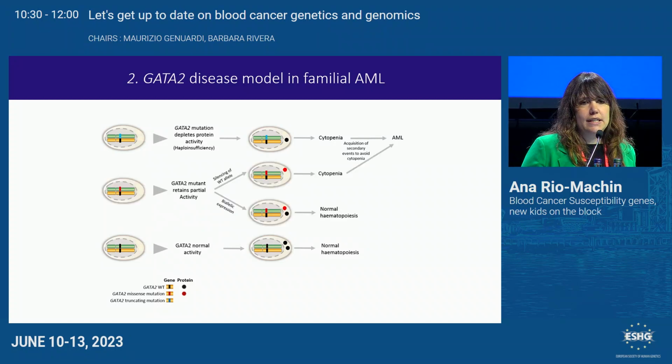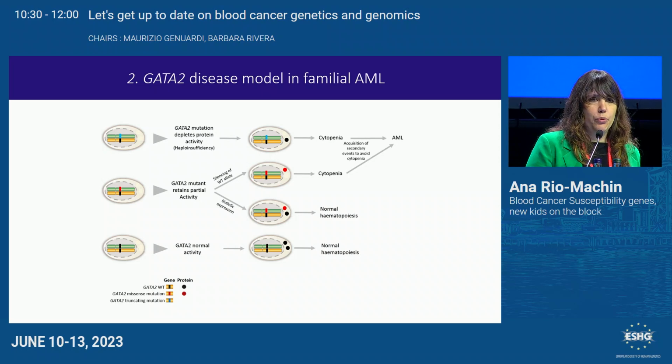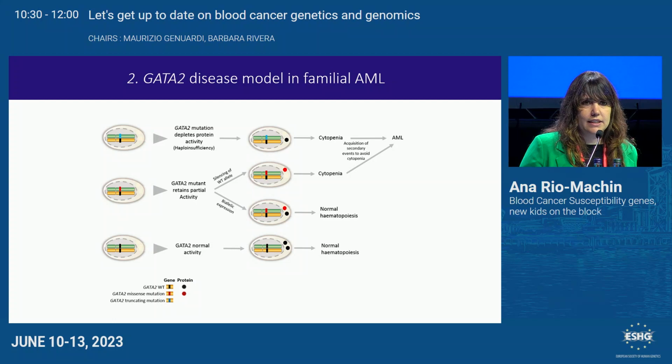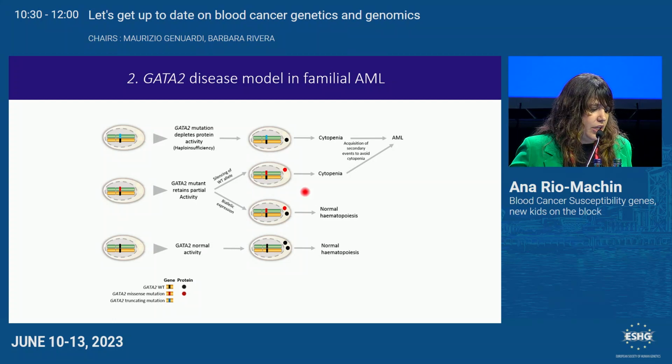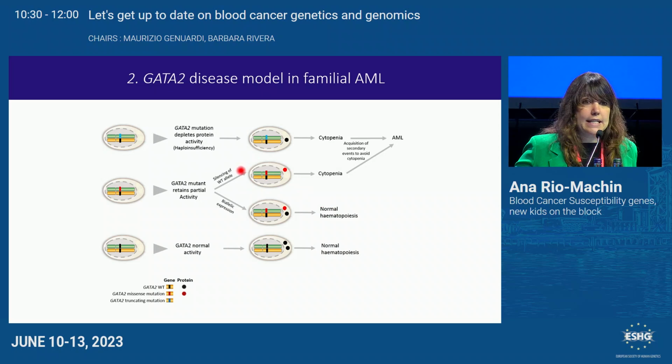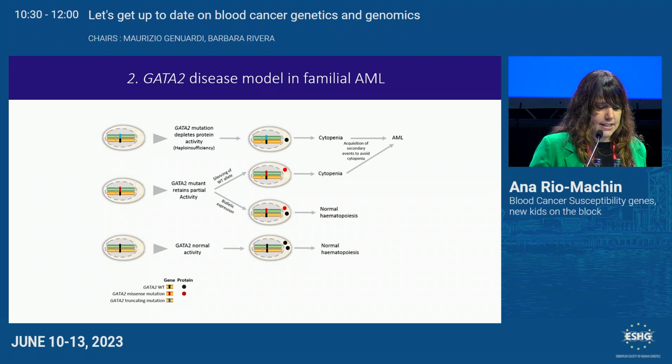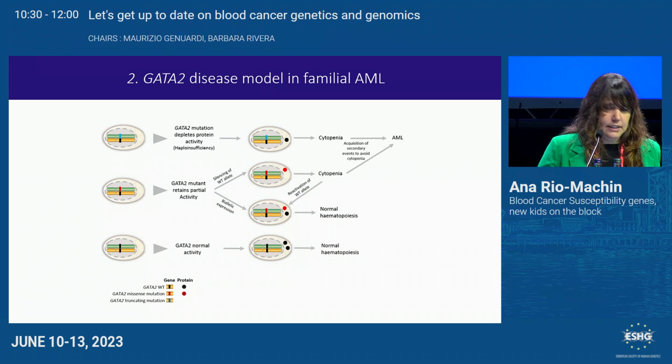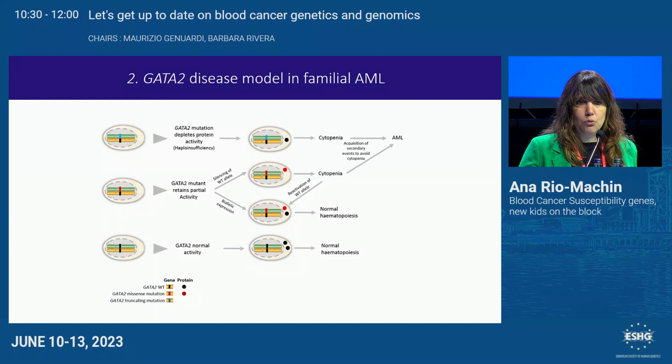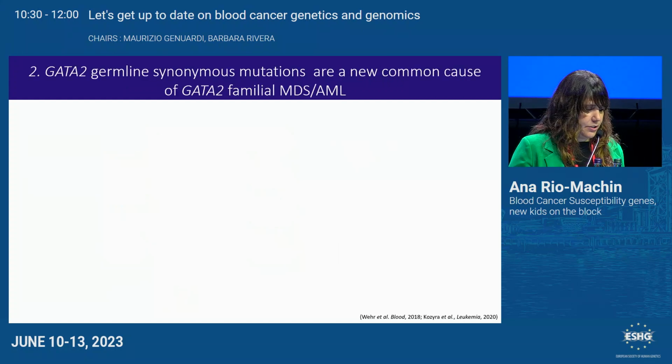So what happens in a situation like our family, where we have a mutation that retains partial activity of GATA2? If we have the biallelic expression, the hematopoiesis will be normal. If we silence the wild-type allele, we will have cytopenia, eventually acute myeloid leukemia. And the interesting thing is that we can revert that if we reactivate the wild-type allele expression.